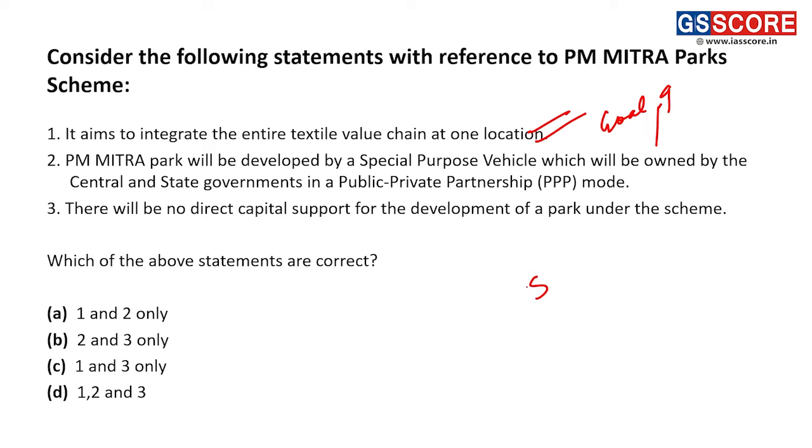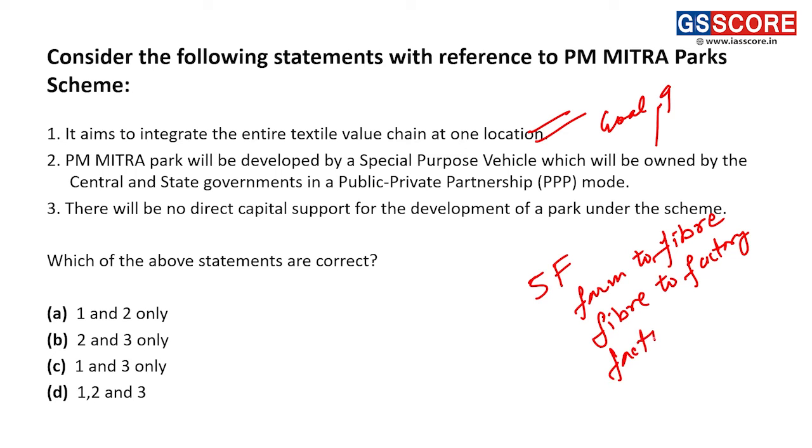So the idea was of 5F, that is farm to fiber, fiber to factory, factory to fashion, and fashion to foreign. So the idea is to develop integrated large scale modern industrial facilities. So this is correct.